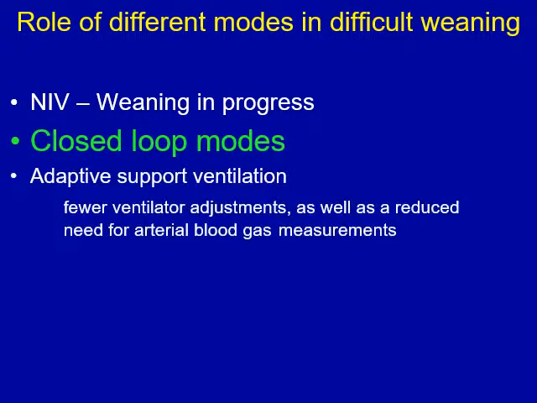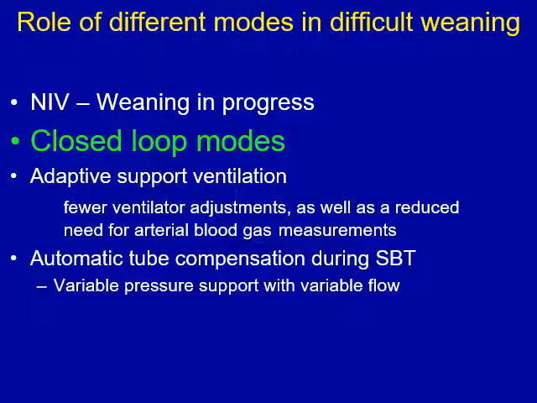In these closed loop modes, we have adaptive support ventilation. There will be a separate short lecture on adaptive support ventilation. This adaptive support ventilation is called one mode from intubation to extubation. So here we need very few ventilator adjustments, and it is very easy for the caregiver to manipulate with minimal adjustments to give to the patient, and there is also reduced need for arterial blood gas measurement. And we have automatic tube compensation during spontaneous breathing trial.